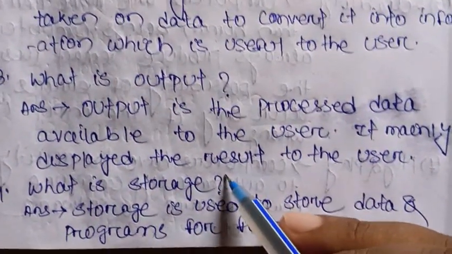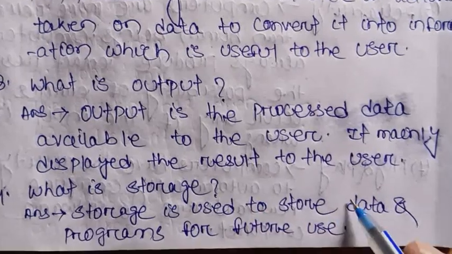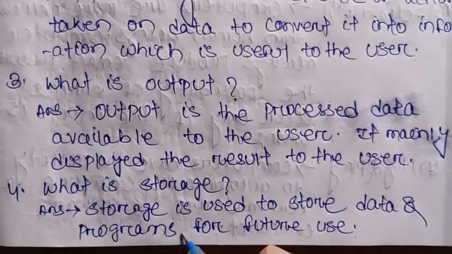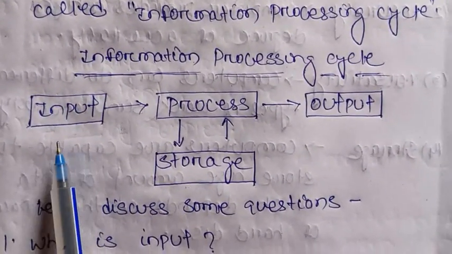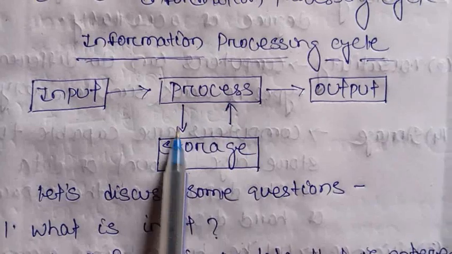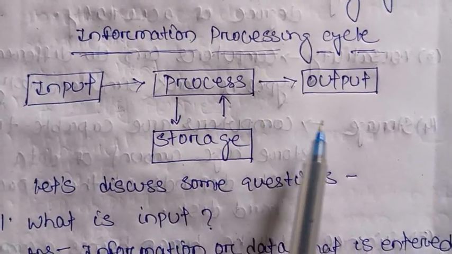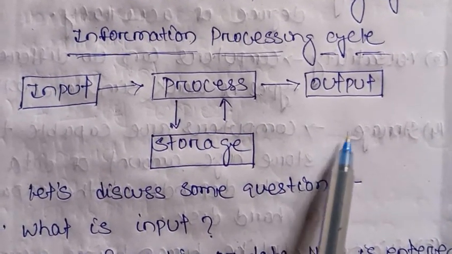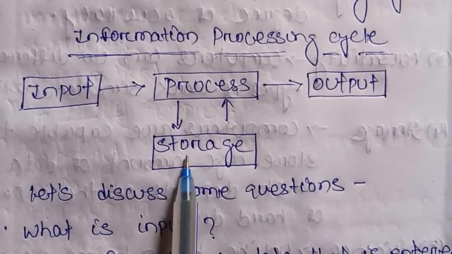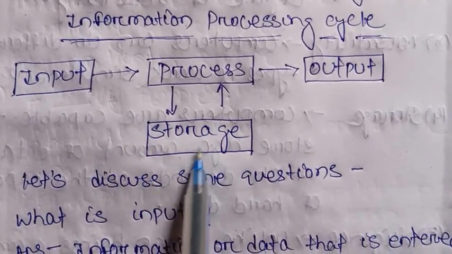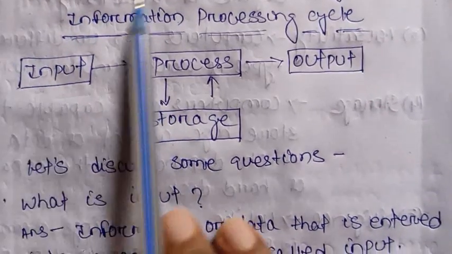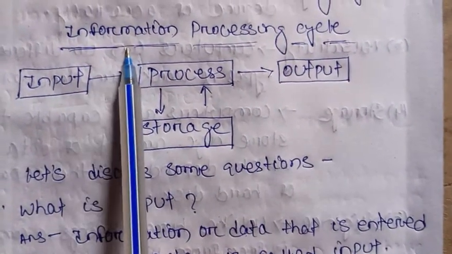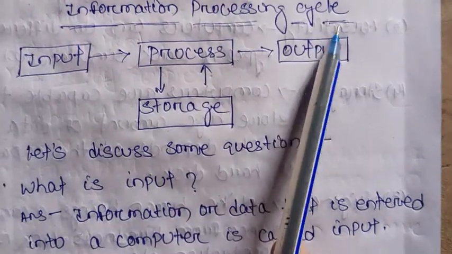What is storage? Storage is used to store data and programs for future use. Here is the diagram. Input given by a user, processed by the computer, and output given, that is the result given to the user. Then it stores the data for future use, and this whole process is called the information processing cycle.